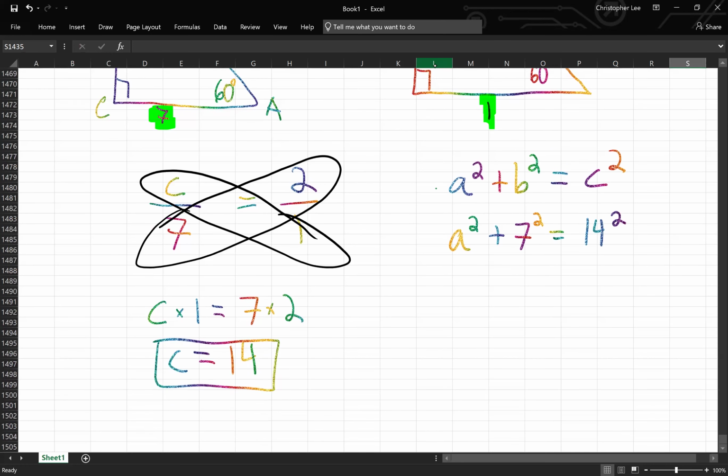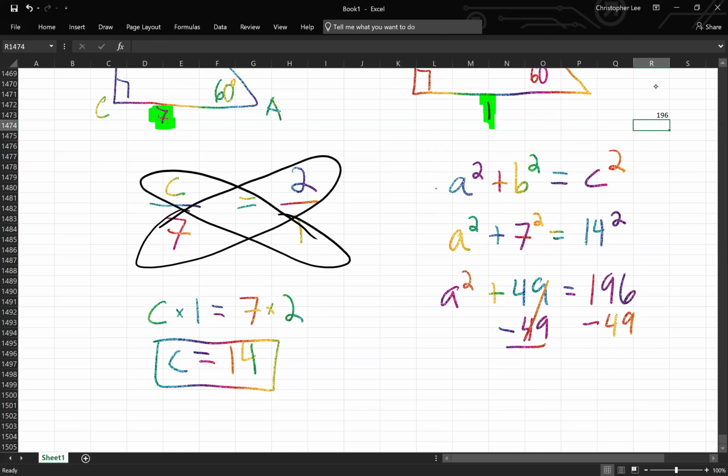And then just do the math on it, right? A squared plus 49 is equal to, I'm not even gonna lie to you, I don't know what that is. 14 squared, what is that? 196. Then you're gonna subtract the 49 from over there. You know what you do to one side, you have to do to the other. So you have A squared is equal to 196 minus 49. It's gonna give me 147. Then you're gonna square root both sides.